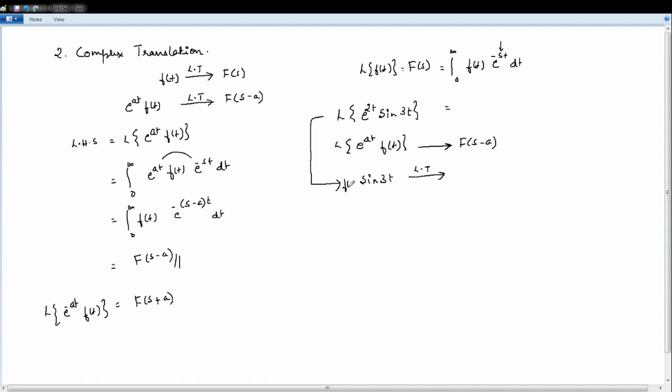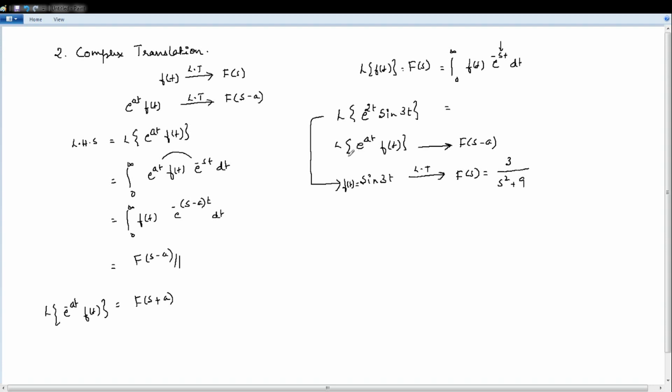If this is my f(t), what is F(s)? It is omega divided by s squared plus omega squared. Okay, this I have proved in my previous videos, you can have a look at it. Here omega is 3, so it will be 3 divided by s squared plus omega squared, 3 squared is 9. So this is F(s).